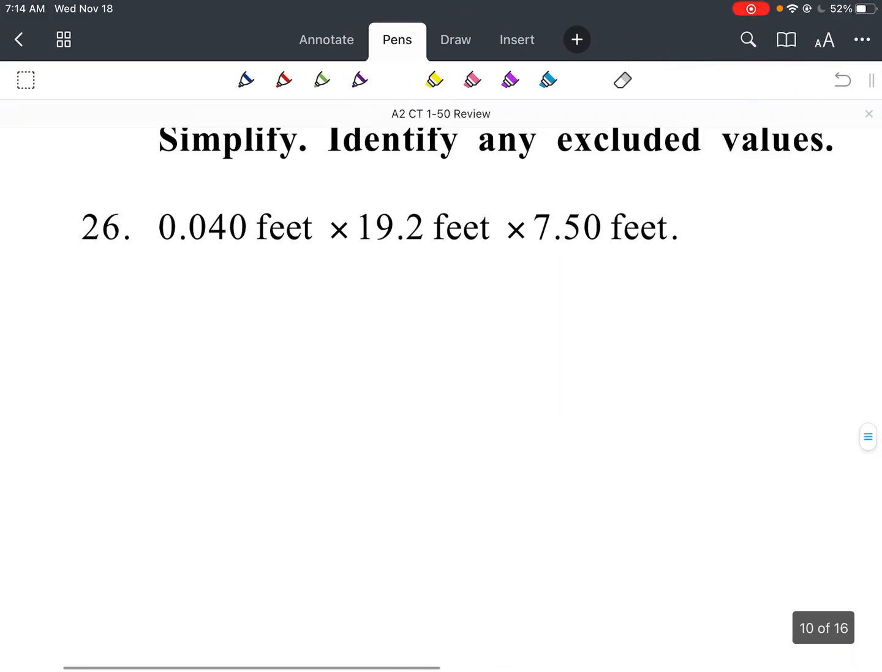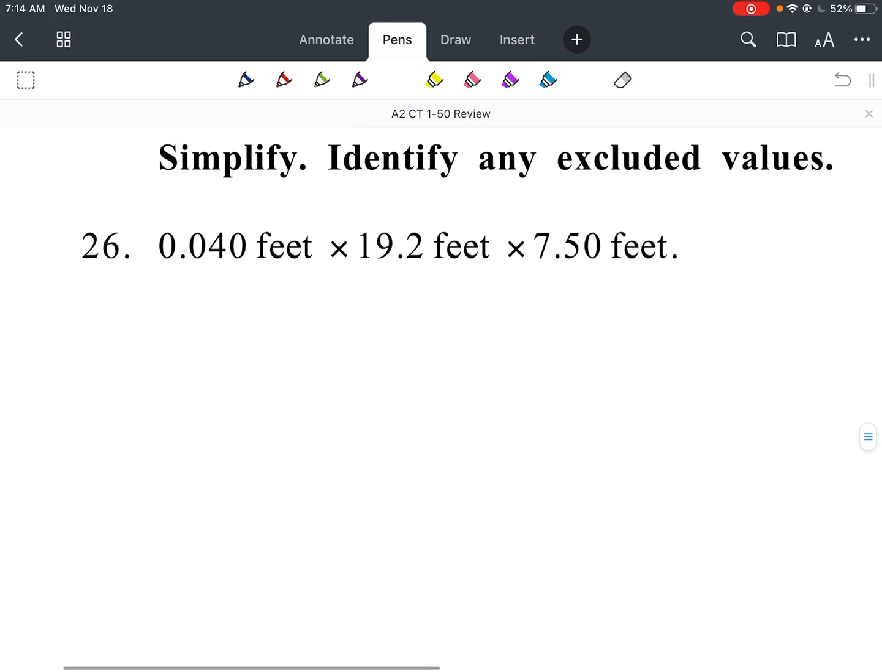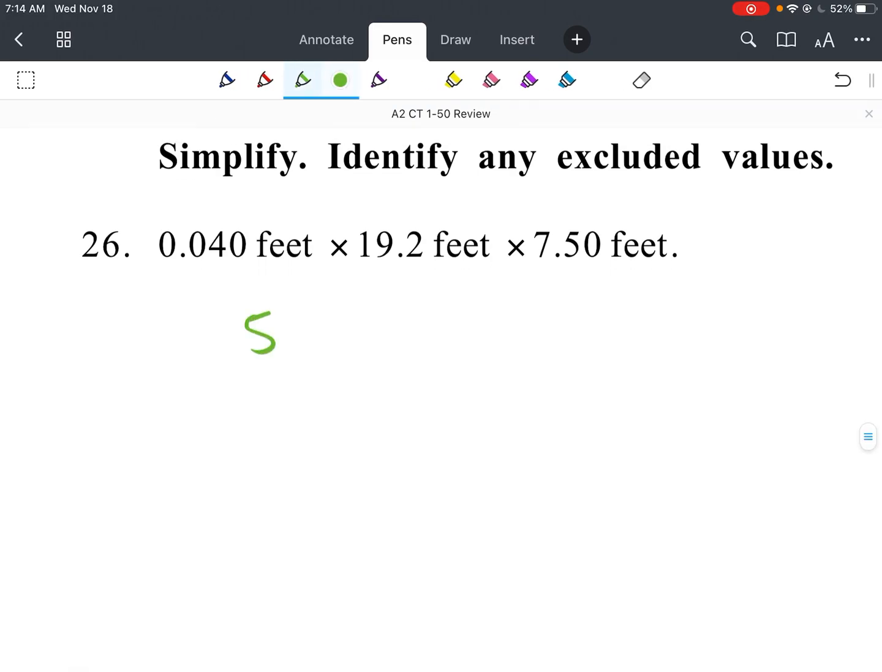Anyway, so times 7.5, and that's 5.76 if they didn't tell you to round. Yeah, that's a little strange. But anyway, 5.76 or 5.8, and this would be feet cubed. Okay. All right. Good deal.